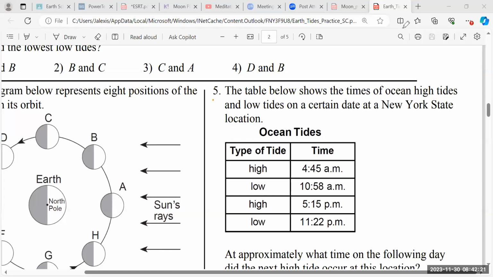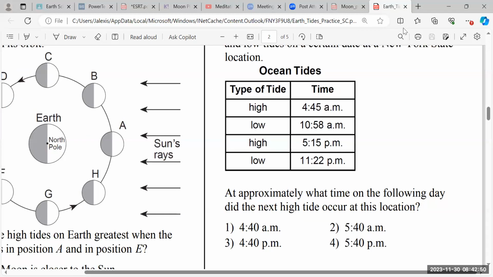All right, let's take a look at number 5. Number 5 says the table below shows the time of ocean's high tides and low tides on a certain date at a New York State location. So they tell us the high tide occurs at 4:45 a.m., a low tide occurs at 10:58 a.m., another high tide occurs at 5:15 p.m., and a low tide occurs at 11:22 p.m. And so the question asks, approximately what time on the following day did the next high tide occur at this location? So when did the next high tide occur?